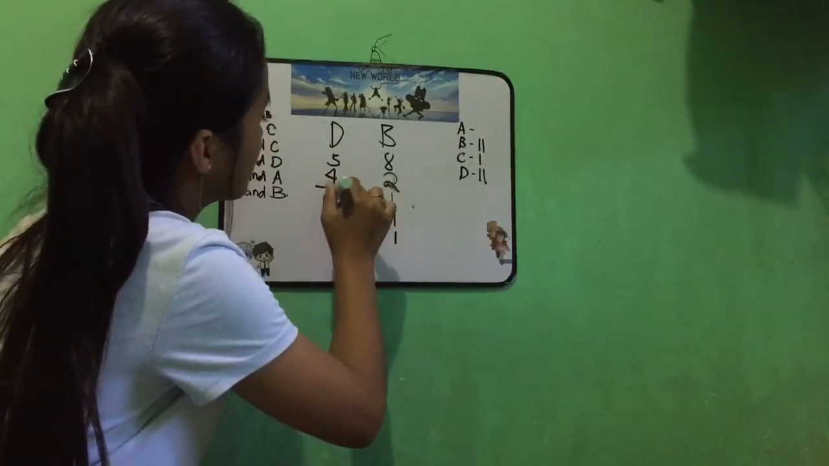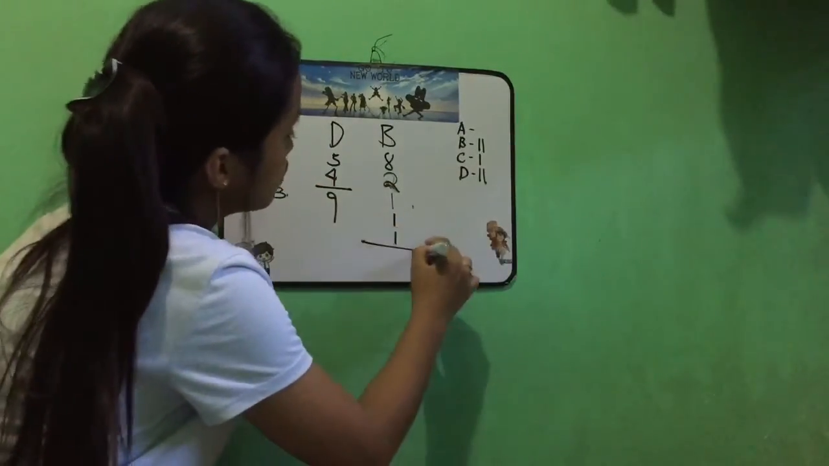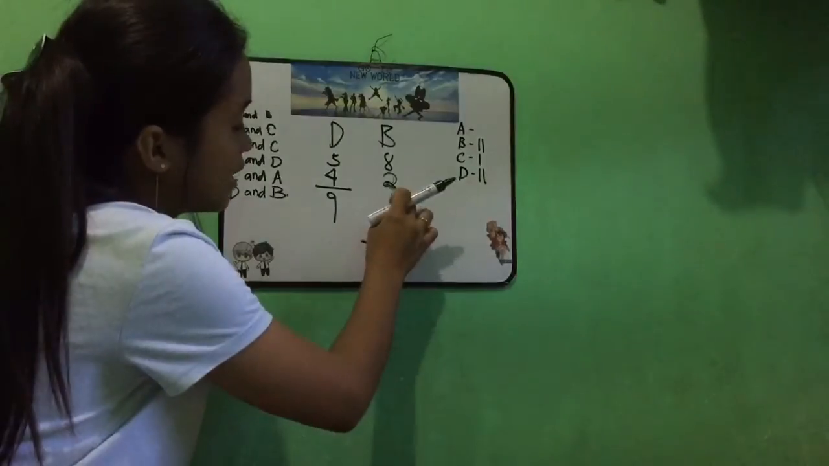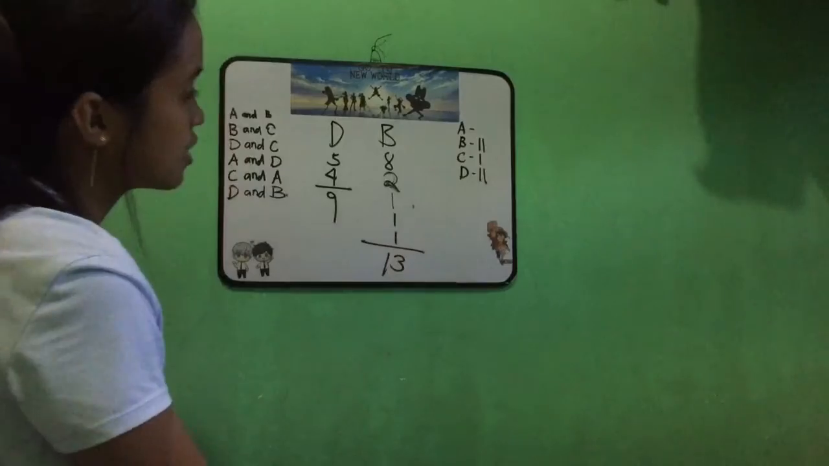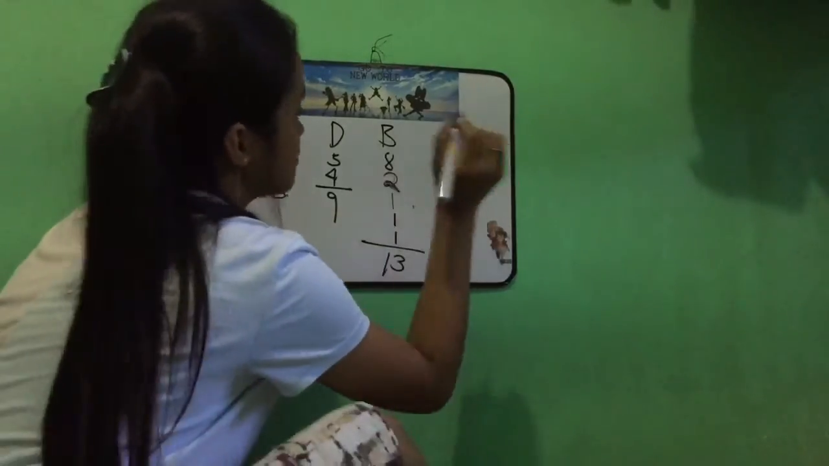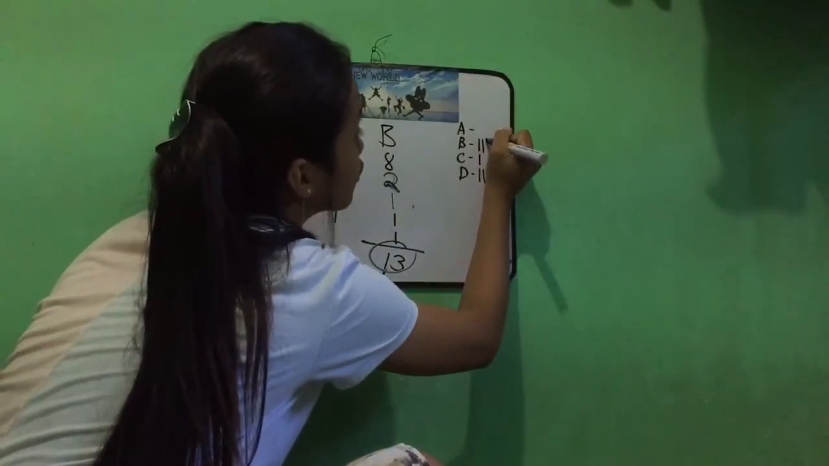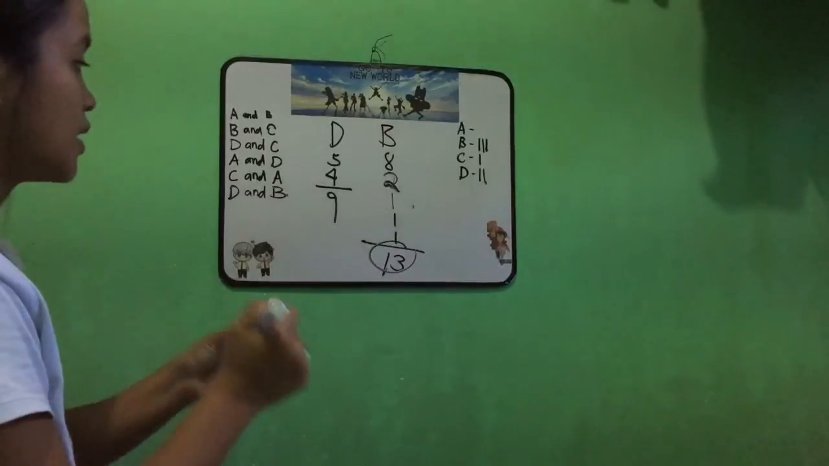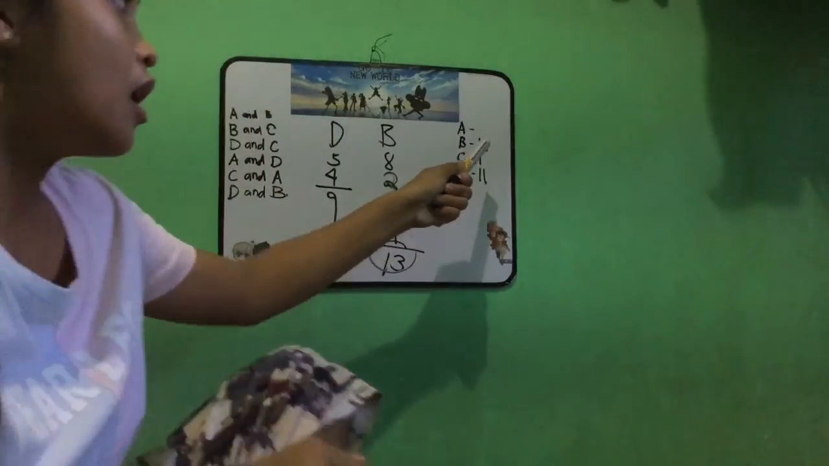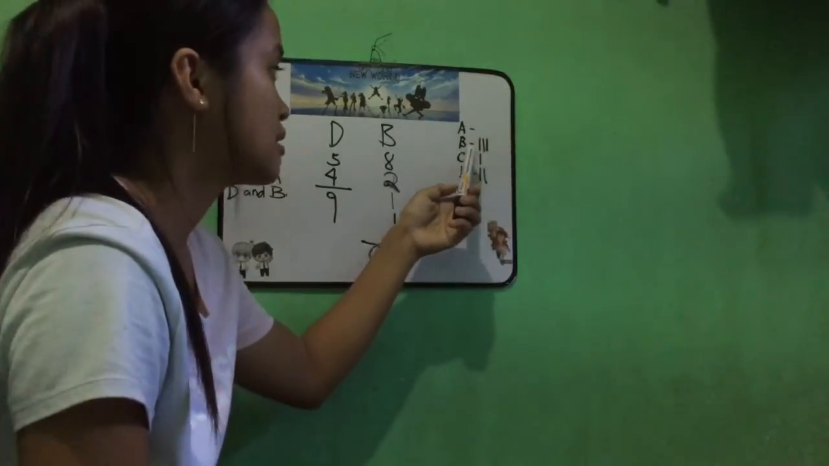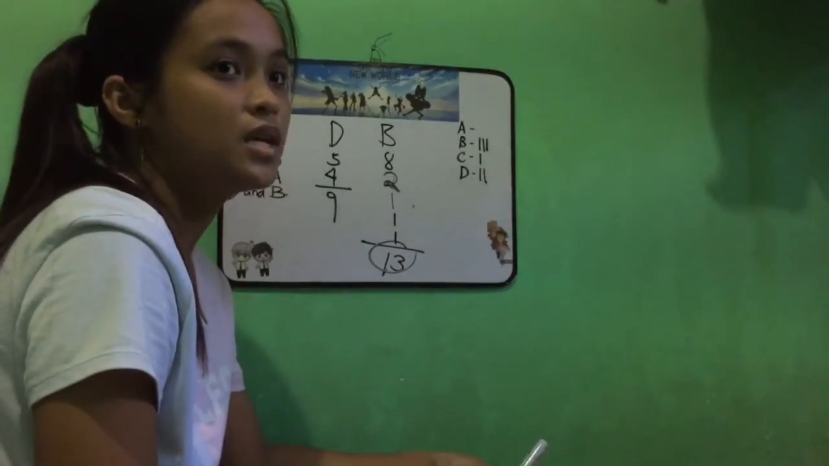So 5 plus 4 equals 9. 8 plus 2 equals 10, plus 1, 11, plus 1, 12, plus 1, 13. So the winner here is B. So let's put another 1 point to B. So as you can see in the tally, the greater number of votes is B. So the winner is B.